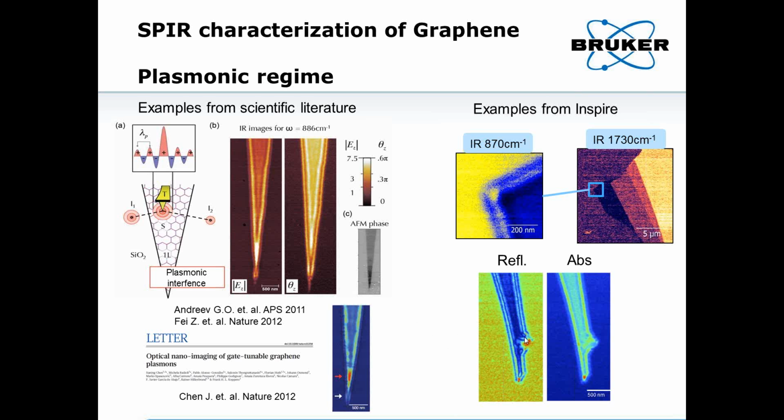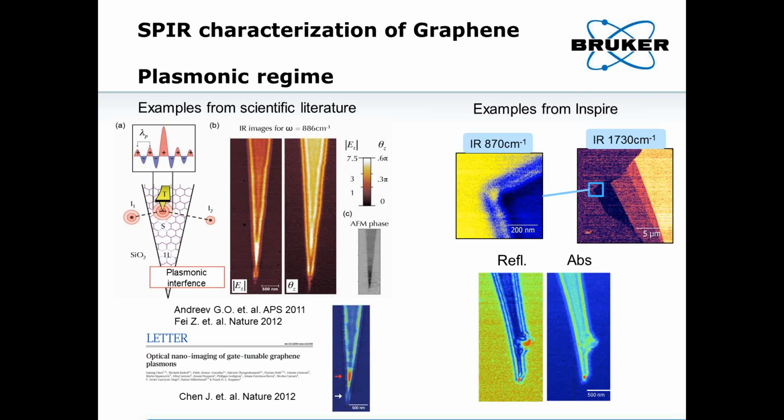The triangular region we have, unfortunately, had a little bit of a fold here and some contamination. But nevertheless, it's possible to see that the plasmons are indeed launched at the interface, and there is some enhancement at the very tip. And this type of data is routine on the Inspire. There's no special tricks involved. Just need the infrared frequency to be tuned to 870 wave numbers with the infrared laser. And such images are possible right out of the box.